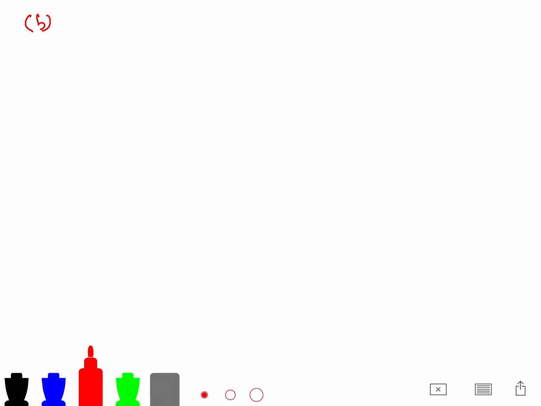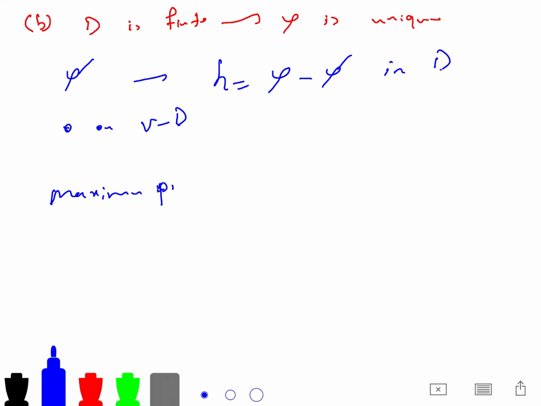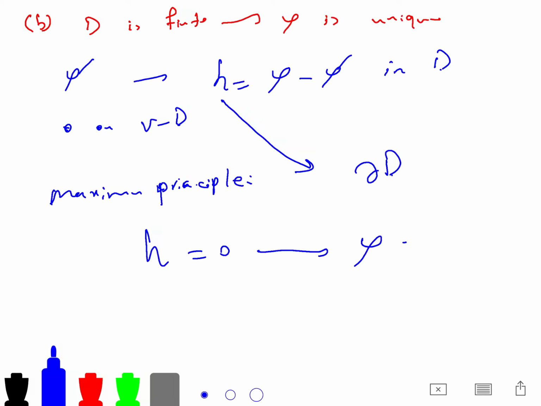And the second part of the theorem says that if D is finite, then phi is the unique solution to that equation. To prove uniqueness, you know the typical trick. Let's say phi prime is another solution. You know that if phi is harmonic and phi prime is harmonic, then the difference of them is harmonic as well. Call it h. So it is 0 on V minus D, and I told you that the maximum principle is important. Now you can use it. You use the maximum principle and say this h should attain its minimum on the boundary of D, and hence h is 0. What does it mean, h is 0? It means your phi is unique.